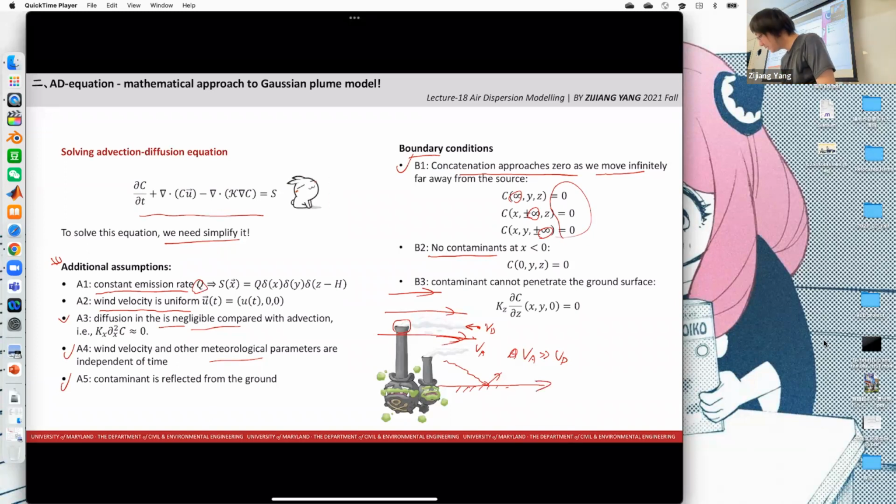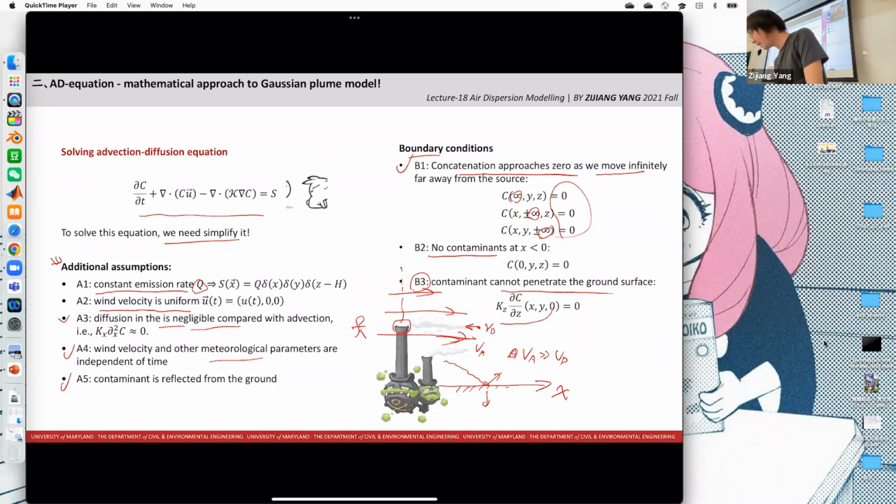On the other hand, we also assume no contamination for x smaller than zero. Let's say this is the wind direction, the x direction. If I am in the upwind direction, at this place the air is very clean. So no air pollutants will go against the wind. And the last one is that contaminants cannot penetrate the ground surface because we have already assumed the reflection. So there is no particle going down through the ground.